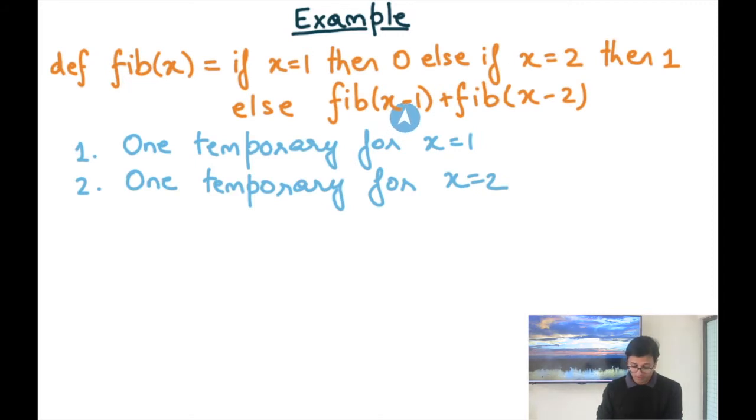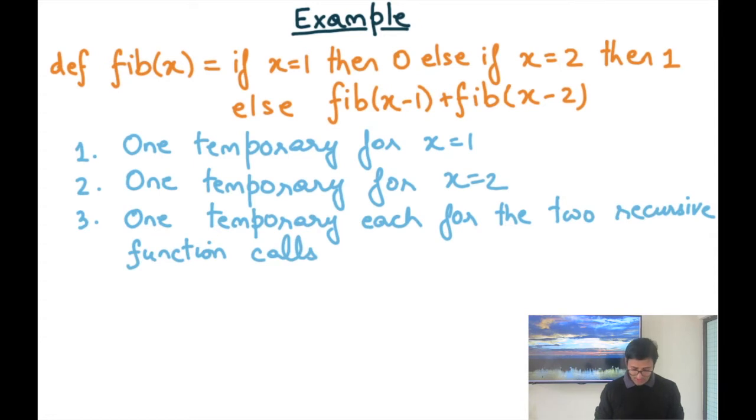and also the frame pointer and stuff like that. Now some of these can be thought of as temporary space, and it's up to us whether we want to pre-allocate space for this or not. I'm going to discuss this in more detail later, but let's say that we need at least one temporary each for the 2 recursive function calls.